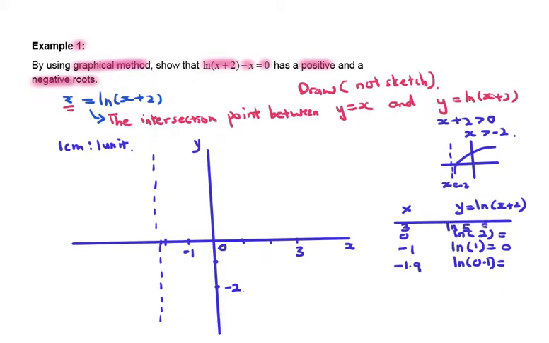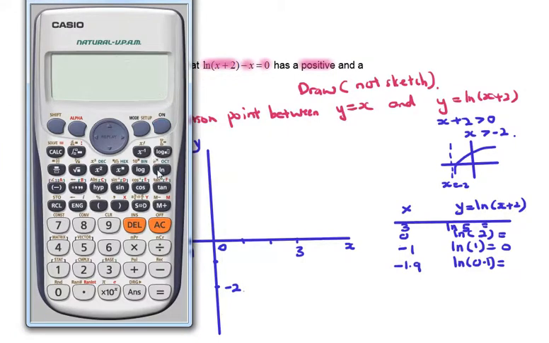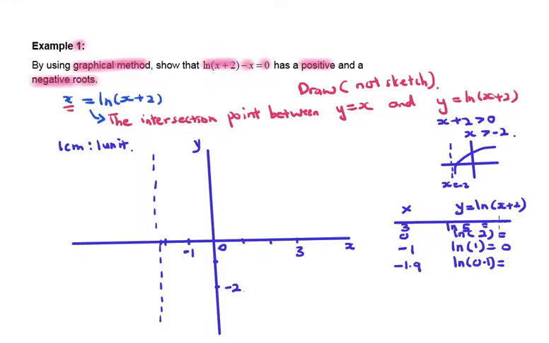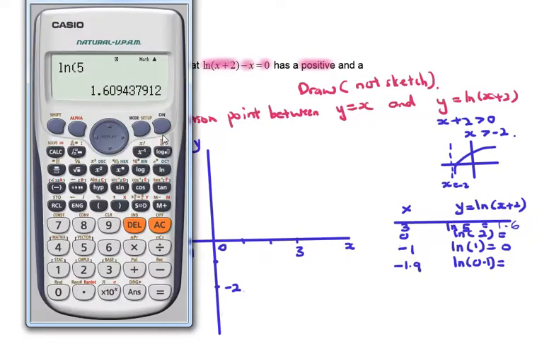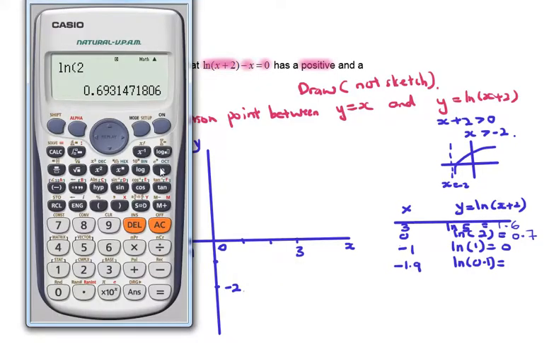Let's check each point. So ln 5 is equal to 1.6. How about ln 2? ln 2 is equal to 0.7. How about ln 0.1? ln 0.1 is equal to -2.3.